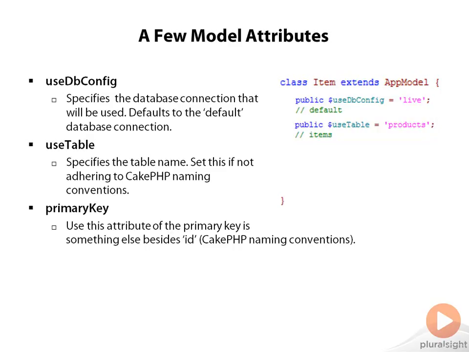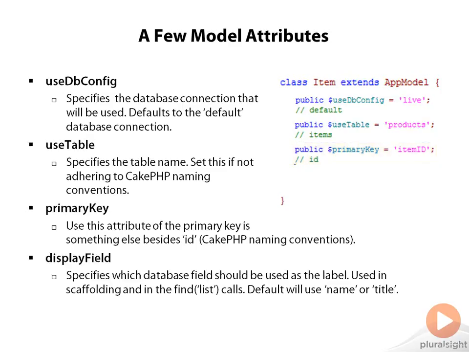The next model attribute is the primaryKey. This attribute is used if the primary key is something else besides the default naming convention of id. For example, if my primary key was item_id, I would set public $primaryKey equal to item_id, where in this case the default would be id.